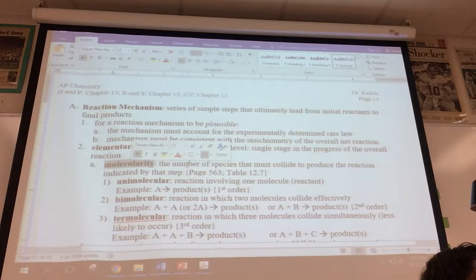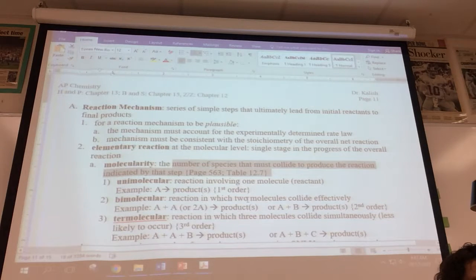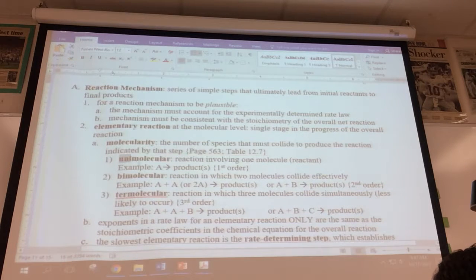So molecularity is the number of species that must collide to produce the reaction indicated by that step. This sounds awful. It's wicked easy. A unimolecular reaction, what does uni mean? One. So a unicorn has 1 horn, a unicycle, 1 wheel. What else? Unibrow, 1 eyebrow. So this is a reaction that involves 1 molecule. So you're going to have 1 reactant only and a coefficient of 1. Unimolecular. First order.